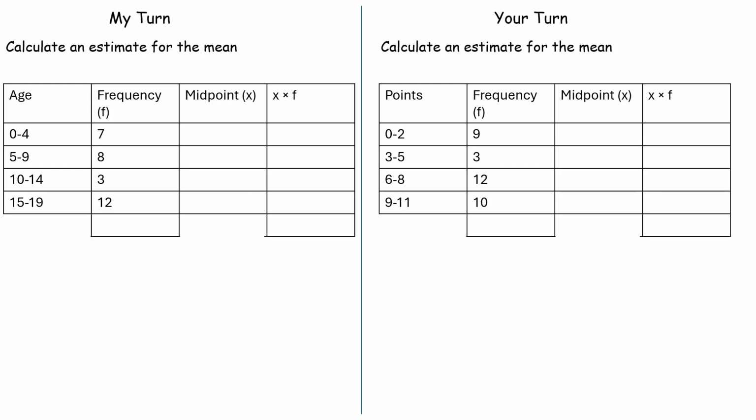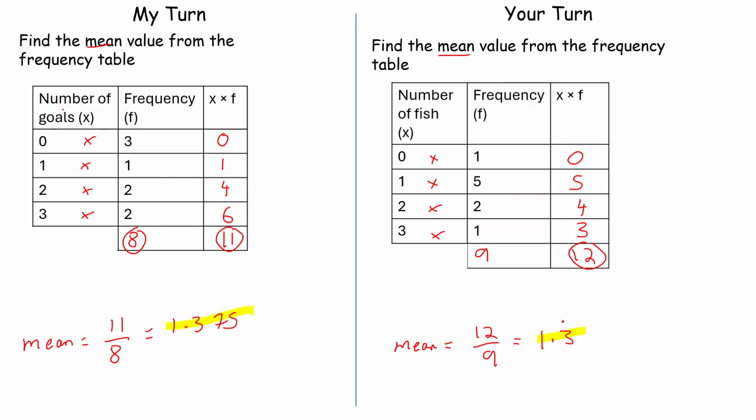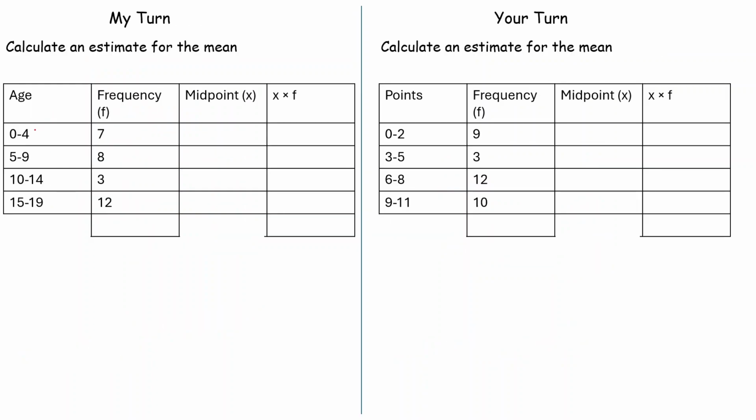Okay, so we're now looking at calculating the mean, but this time from a grouped frequency table. It's different to before because, if we look at the previous video, when you had number of goals, it was just exact values. It had to be 0, it had to be 1. But now it's grouped because you've got a range of values.